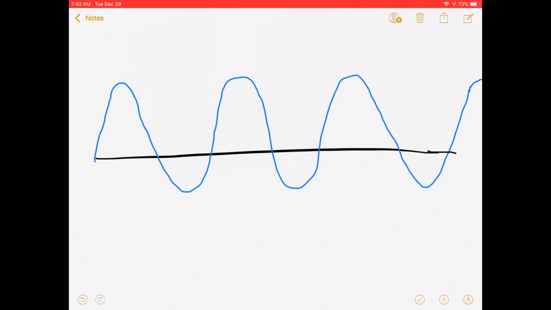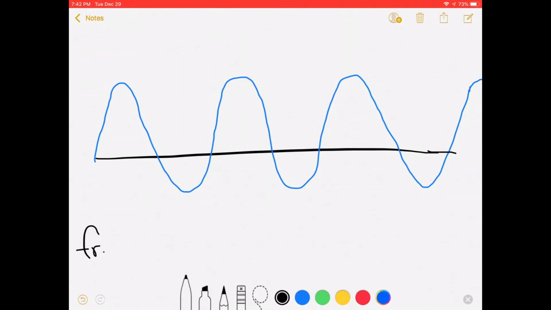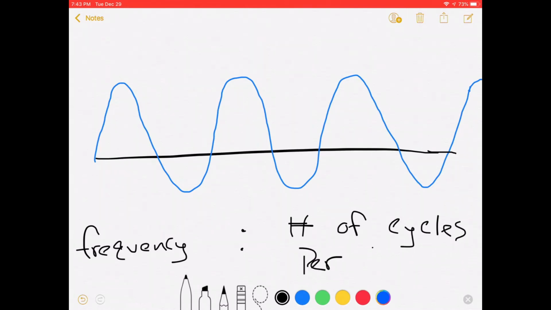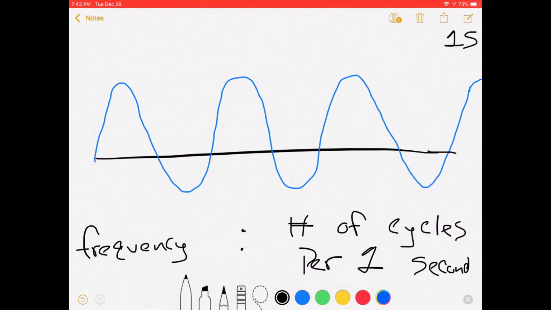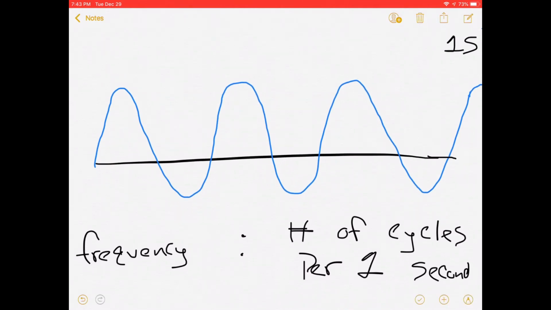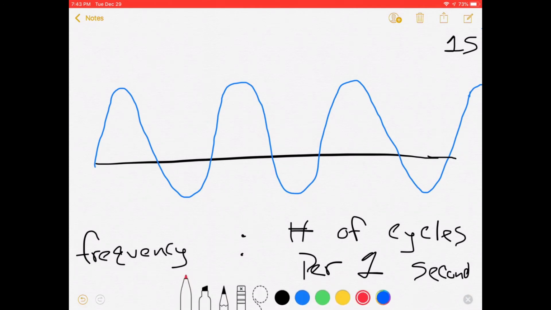One type of property that can be used to describe waves is called frequency. Frequency is the number of cycles that occur in a wave per 1 second. Okay, so let's say we were somehow able to get a graph of a wave, and we took a snapshot of this graph for only 1 second. And someone asked us to calculate the frequency of this wave. What we would do to calculate the number of cycles is basically look at the number of wavelengths that occur in this 1 second.